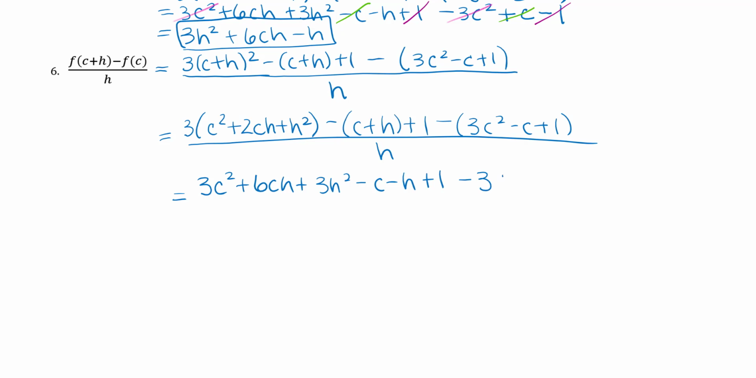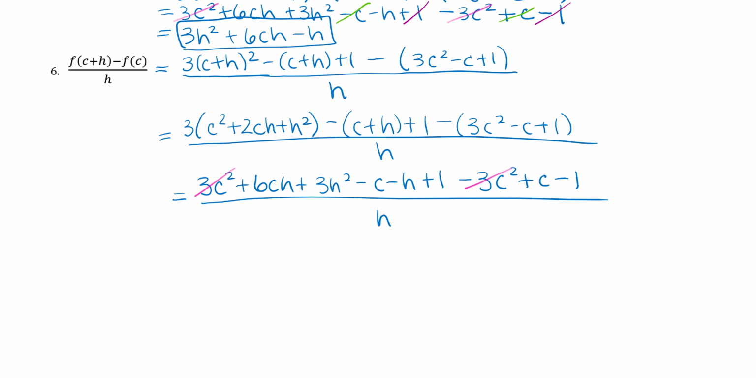Right, and I have a minus sign to distribute through. Okay, and so there's some canceling that can happen here. I need to be careful that I do this in the right order. I have a couple of terms on the numerator that add up to 0.